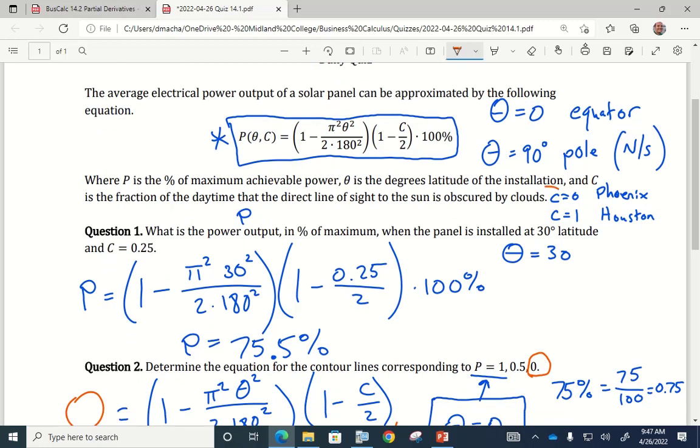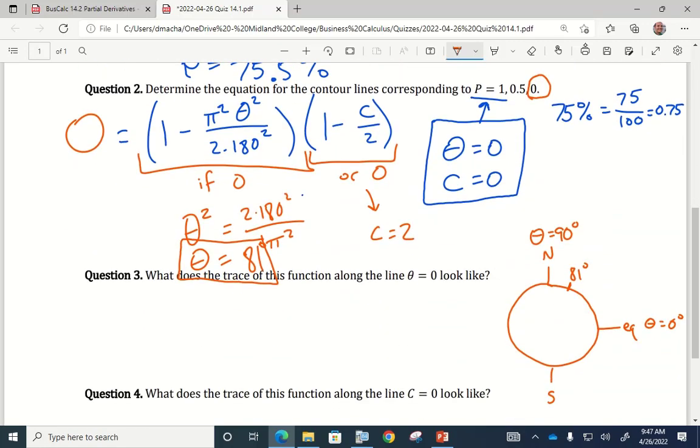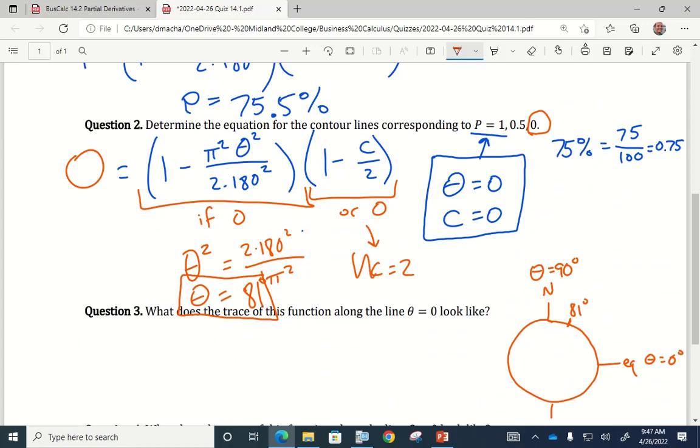So the C value has to be between 0 and 1. 0 when you never have any clouds, 1 is when you have constant clouds. You can't ever have 2, right? You can't ever say 200% of the time we're obscured by clouds. And so this is nonsense. That doesn't make any sense for us. So really, the only contour line that corresponds to P equals 0 is the contour line theta equals 81 degrees.